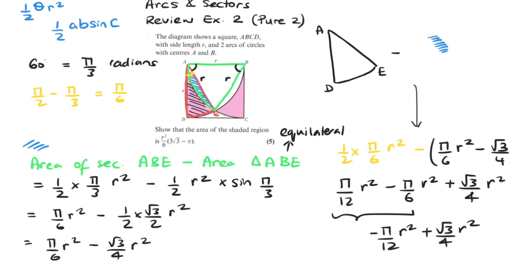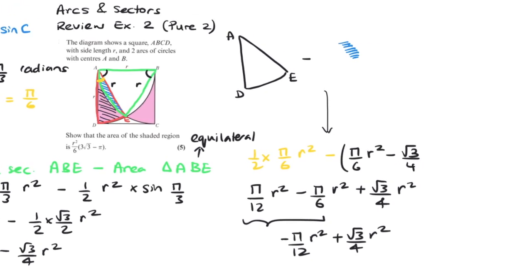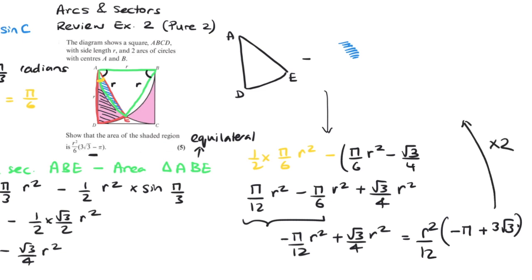And then from here, I'm going to work out the common factor. I can say that r squared over 12 is common, and then I'm going to see what's left. I'm left with a minus pi, and then plus, because I've taken a 12th out, I have to have a 3 root 3 inside the brackets. So that's my brackets sorted, and it looks exactly the same as the brackets in my final answer. So now to get the overall area, I just have to double it, due to symmetry.